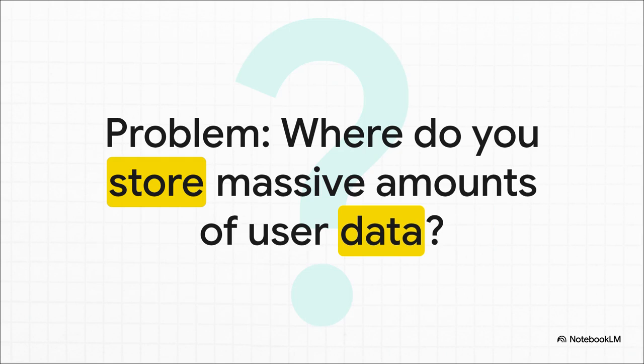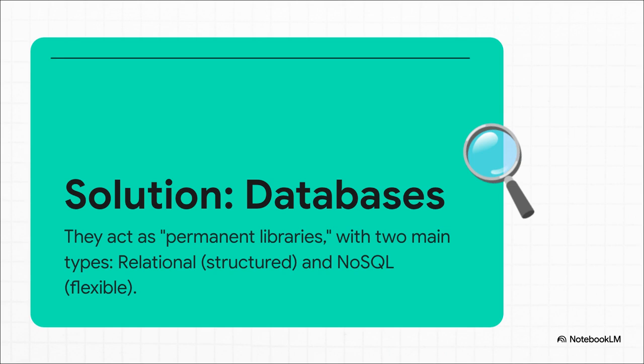All right, so you're handling the traffic now. Great. But with millions of users, you've got a brand new problem. This gigantic, ever-growing pile of data. All those tweets, all those photos, all those user profiles, they have to be stored somewhere safe and organized. And that is the job of a database. You can think of it like a massive, permanent digital library for all your data.